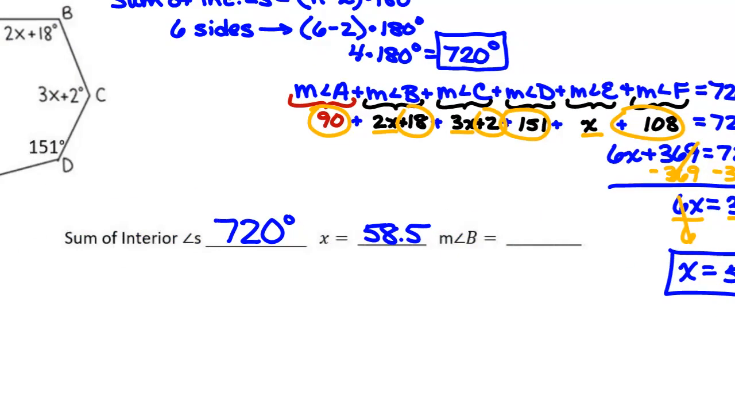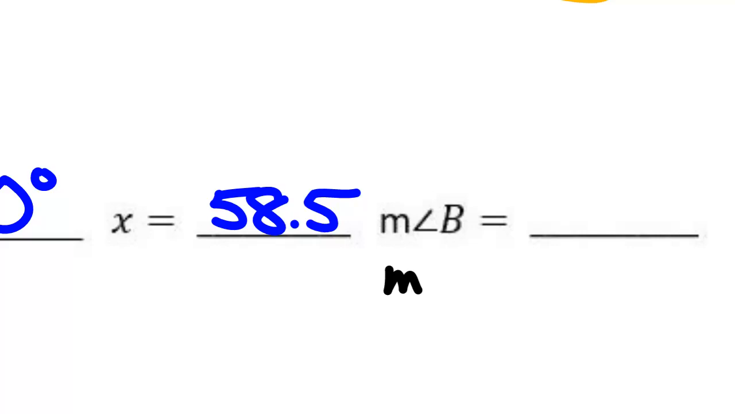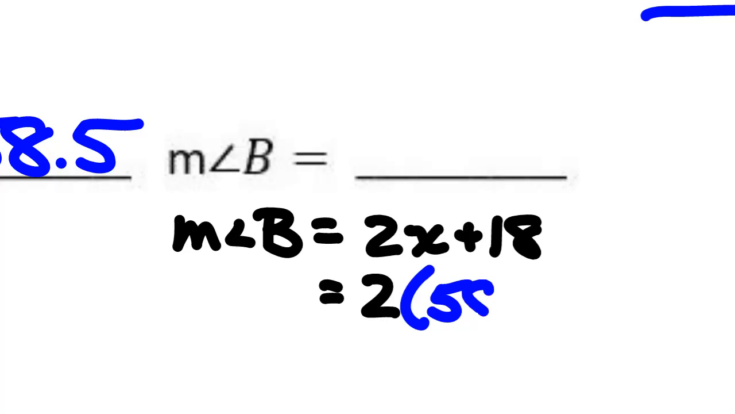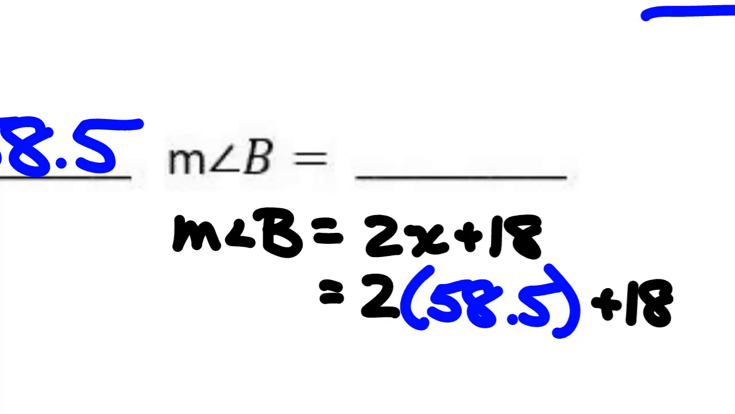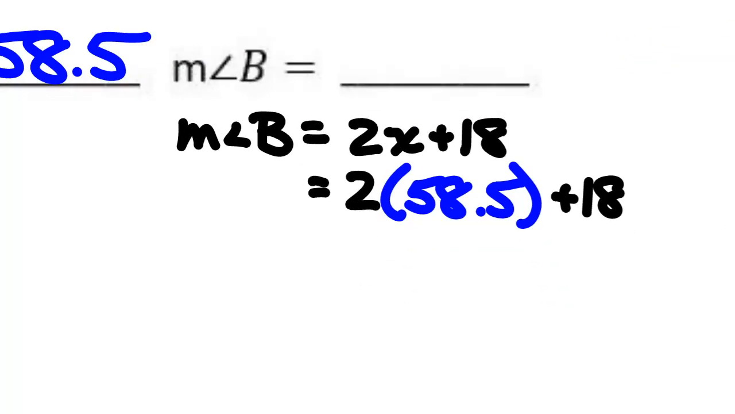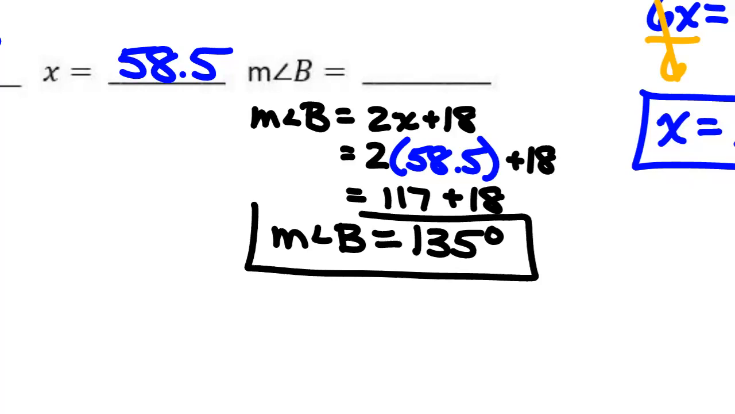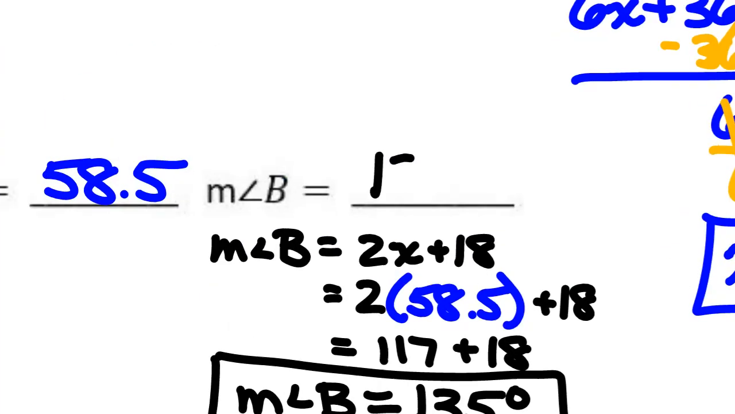And then we need to find the measurement of angle B. They gave us an expression for that on the figure. That is 2x plus 18. We just figured out that x is 58.5. So I have 2 times 58.5 plus 18. 2 times 58.5 is 117. And 117 plus 18 is 135. So the measurement of angle B is 135 degrees.